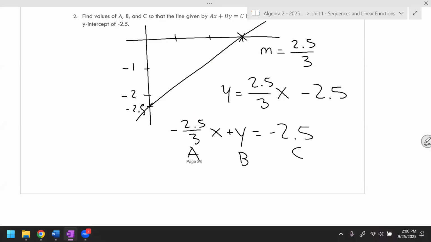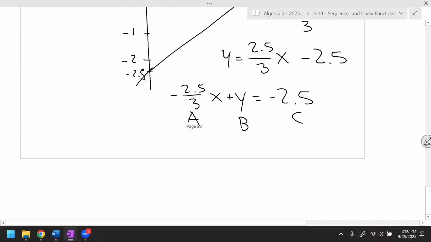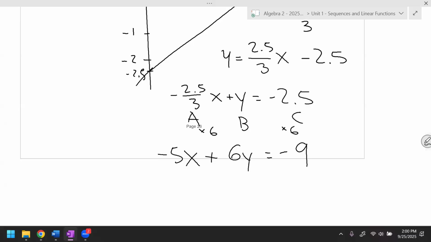What if I wanted to get integers, why don't I multiply both sides by 6? 6y. 6 times 2.5, negative 15. Multiply negative 2.5 over 3 by 6, I'll actually get negative 5. So I times 6 both sides. If I want integers, this is for the people who like whole numbers. There you go. There's an A, B, and C.